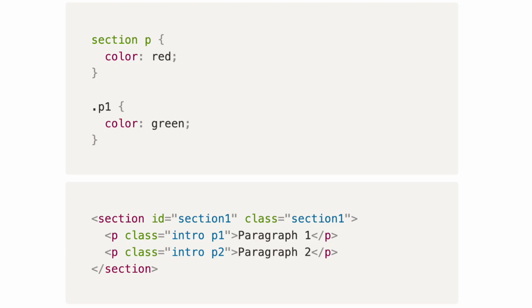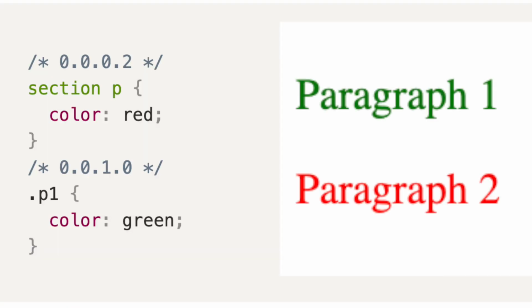So take a look at this example here. Can you calculate the specificity of these two CSS selectors? And what do you think is going to be the color of the first paragraph element on this page? You can see that both selectors are targeting the same element, but the paragraph is going to be green because the first selector has a specificity of 0.0.0.2 and the second selector has a specificity of 0.0.1.0, which is greater.